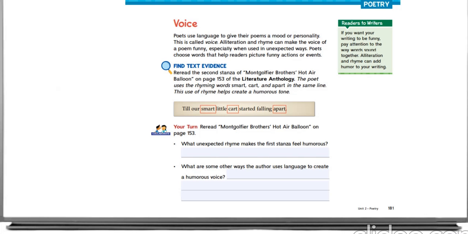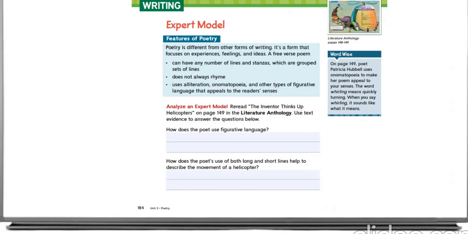Readers to writers. If you want your writing to be funny, pay attention to the way words sound together. Alliteration and rhyme can add humor to your writing. Okay, when we look at page 184, this is the expert model, features of poetry.